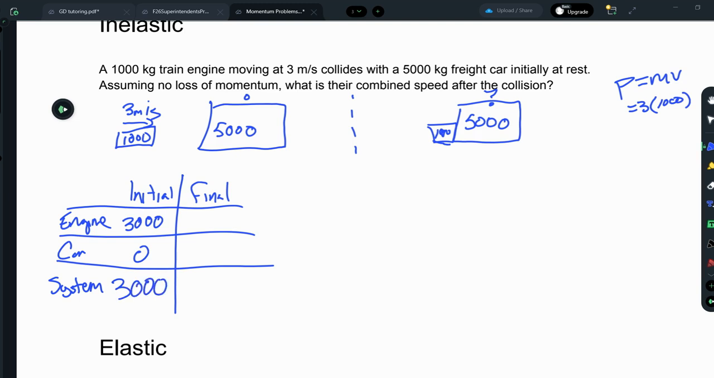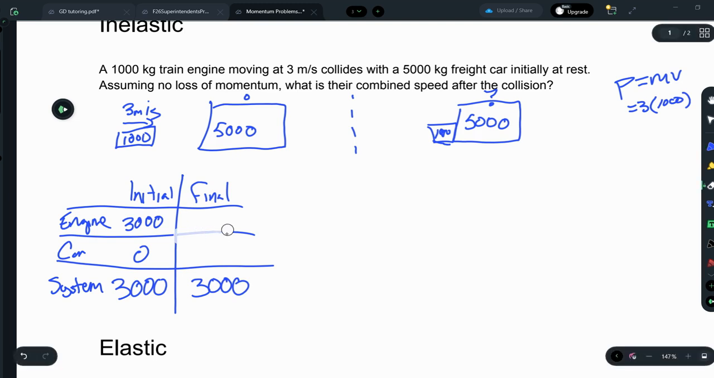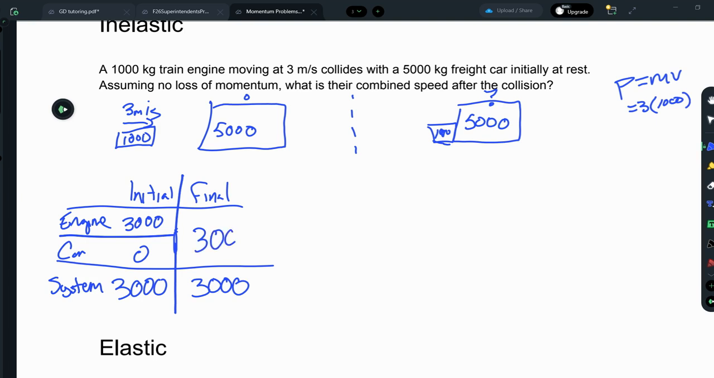Which means we're going to assume momentum is conserved, that there's no loss of momentum outside the system, that afterwards, together, they had better have 3,000 kilogram meters per second of momentum. I'm going to change my table here a little bit because I know that afterwards they have a combined momentum because they have a combined mass, right? So together they have a combined momentum of 3,000 kilogram meters per second.